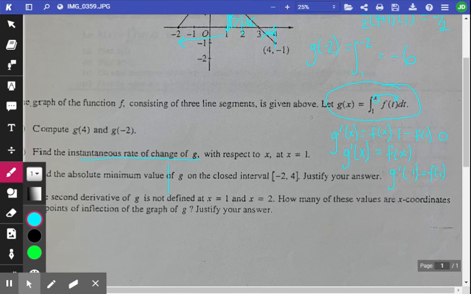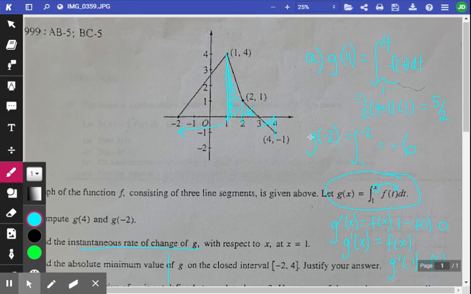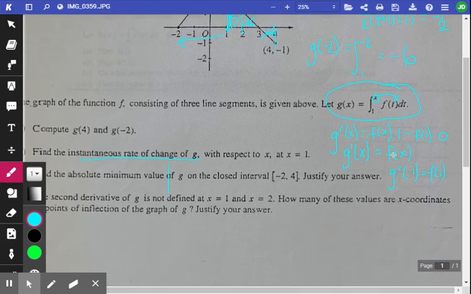And this is, what am I looking at? This is the graph of f up here, right? So what is f of 1? f of 1 is equal to 4. So g prime of 1 equals f of 1, which equals 4. Sorry, I ran out of room. Okay, there's A and B.